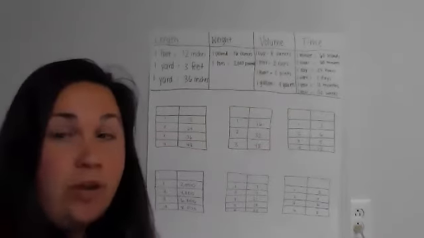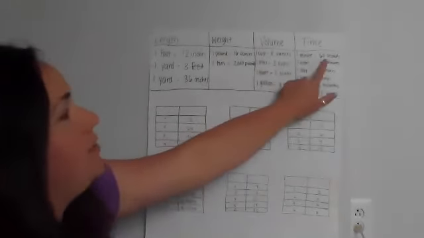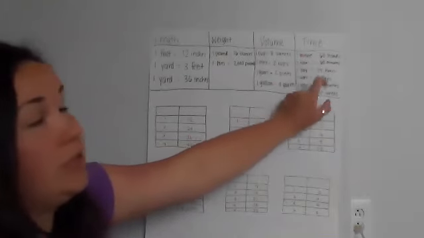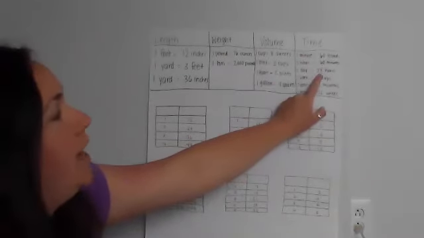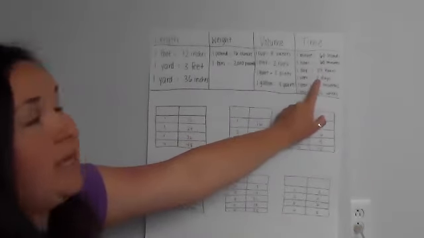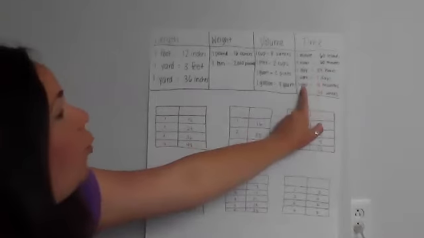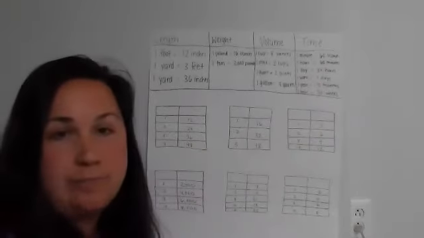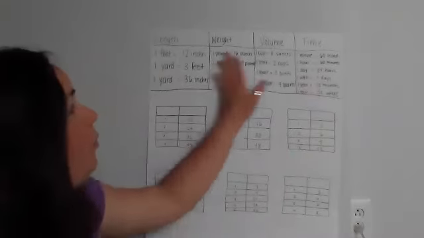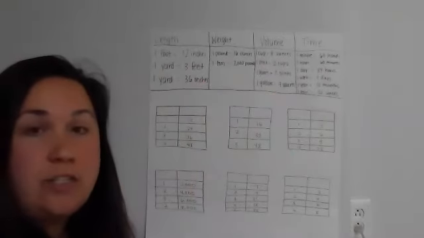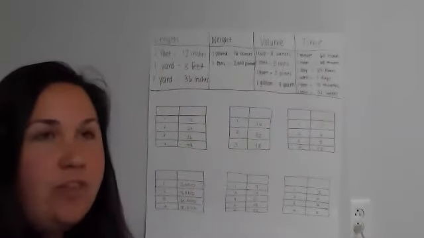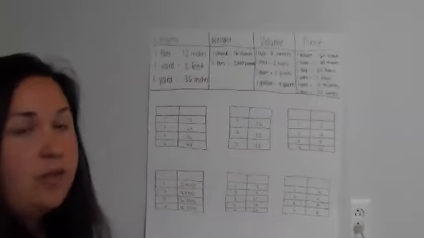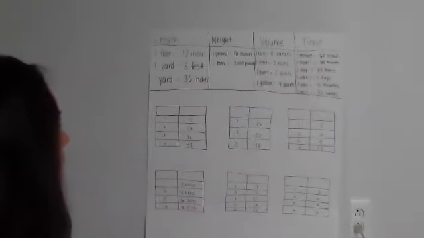Last but not least, I have quite a few for time. 1 minute is 60 seconds, 1 hour is 60 minutes, 1 day is 24 hours, 1 week is 7 days, 1 year is 12 months, and 1 year is also 52 weeks. Okay? Now, we're going to use these up here to find the relationships within the charts and the numbers that I have. So let's take a look at chart number 1.